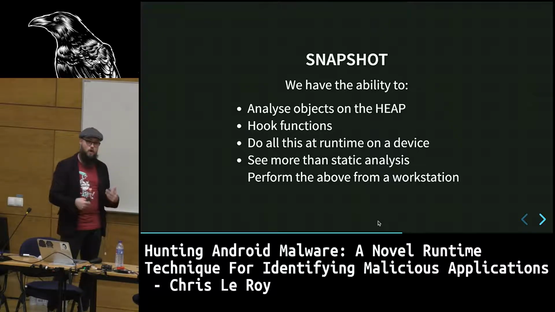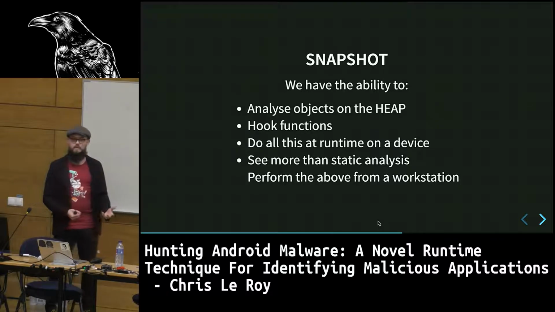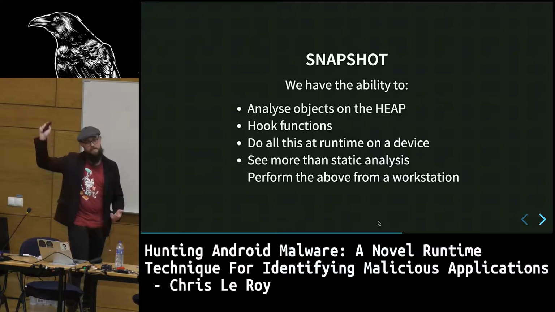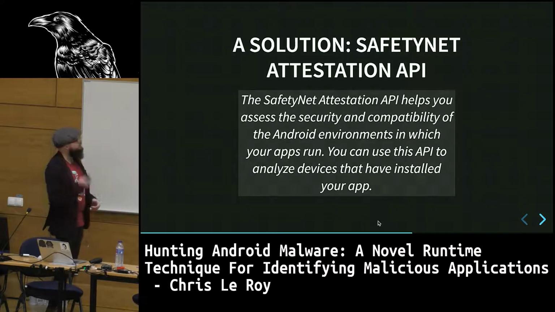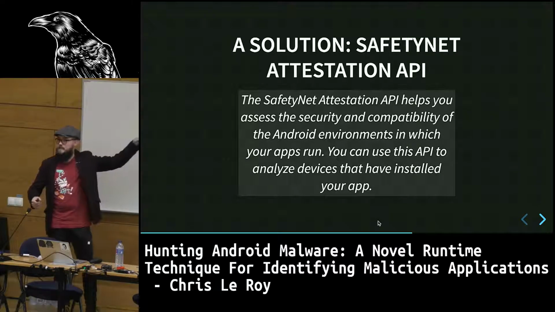Now, earlier I was ranting a bit about, well, I don't want to do this from a workstation. I want to do this from an Android device. I don't know why I'm pressing the button. I've got a clicky pointer thing. And before I get into that, I'm going to just introduce the attestation API.